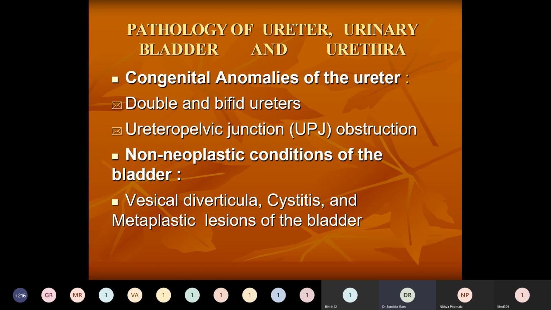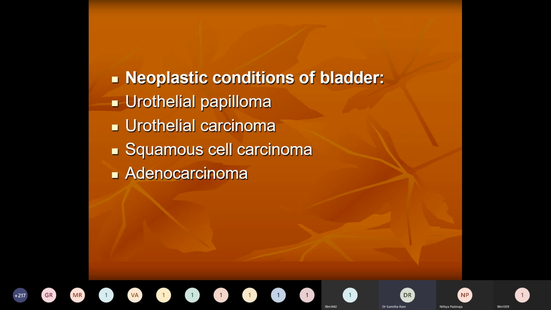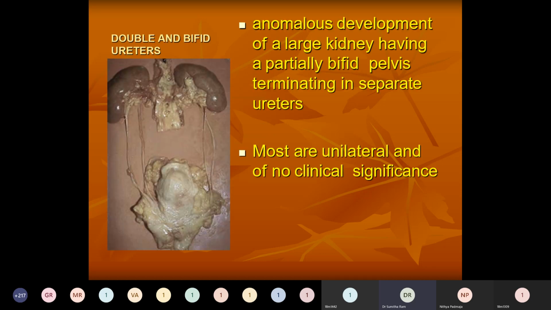Now, congenital anomalies of the ureter can be double and bifid. In any organ for that matter, we start off with the congenital anomalies, then we go to infections, then inflammations, any specific form of lesions present, and then we think about the tumors. Congenital anomalies of the ureters include double and bifid ureters and uretero-pelvic junction anomalies. The non-neoplastic conditions include vesical diverticula, cystitis, and metaplasia of the bladder. Neoplastic conditions include urothelial papilloma of the bladder and urothelial carcinoma. The other variants are squamous cell carcinoma and adenocarcinoma.